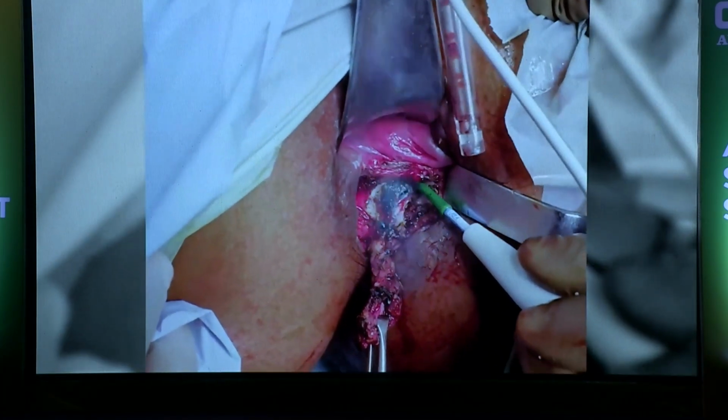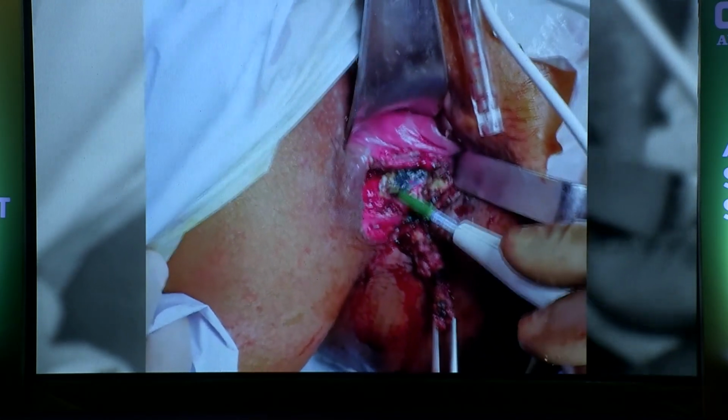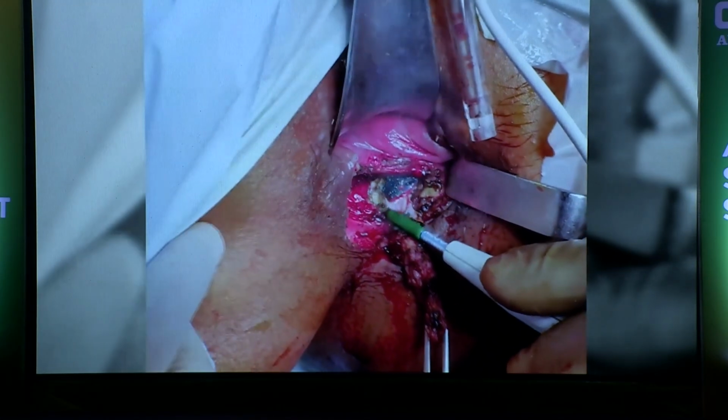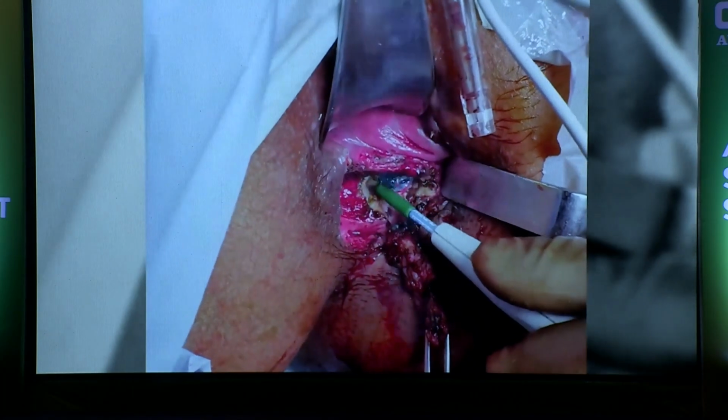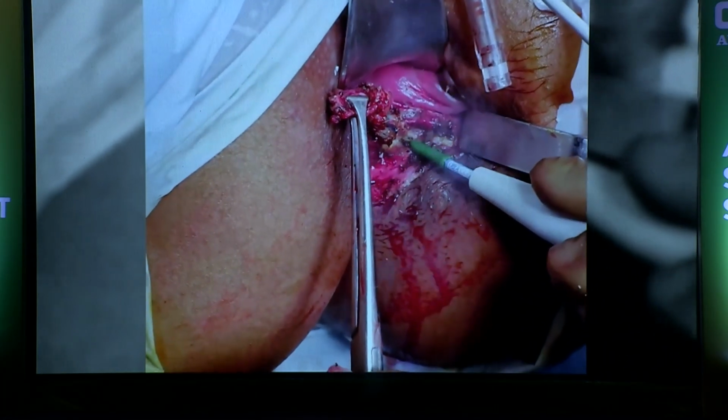Now this was a young lady. She was not married, going to get married. I mean, her marriage was delayed because of this actually. So they were very anxious, and since she was operated already 4 times before, they were very keen that she should get cured.